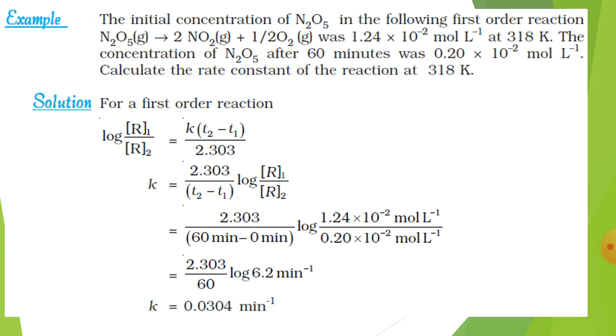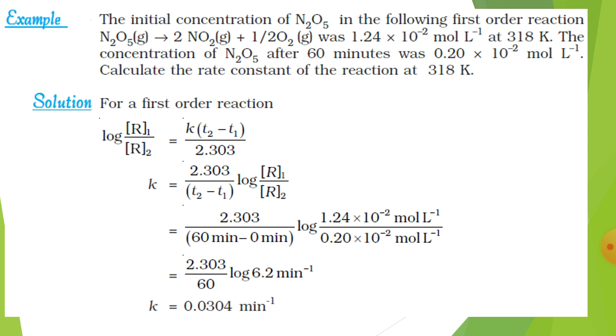The initial and final concentrations are given and time is also given. So we use the formula of first order reaction, log R1 by R2, that is log R initial by R final, equal to K (T2 minus T1) divided by 2.303. At time 0, T1 equals 0, and T2 equals 60. So K equal to 2.303 divided by T2 minus T1, log R1 by R2. Now putting the values, R1 is given 1.24 into 10 to the power minus 2 and R2 is given 0.20 into 10 to the power minus 2 mole per liter.